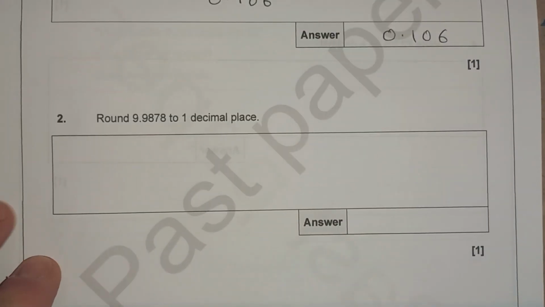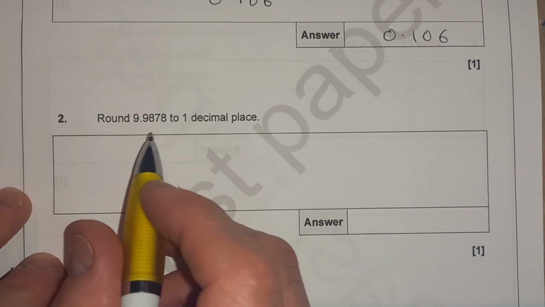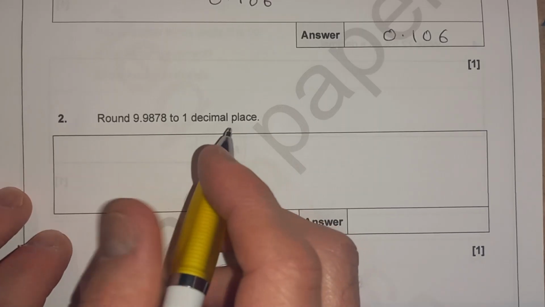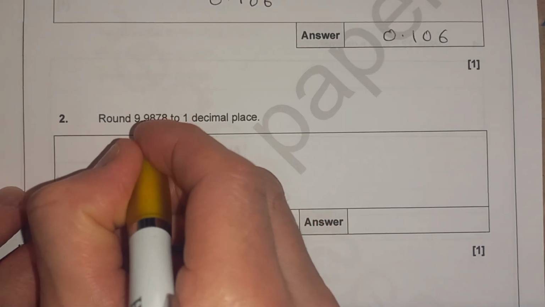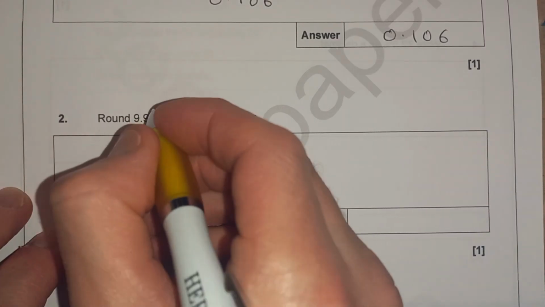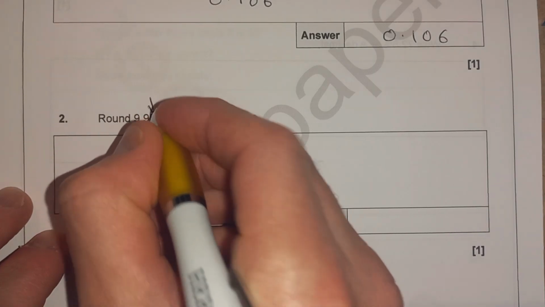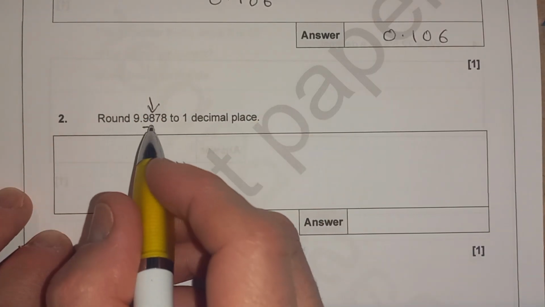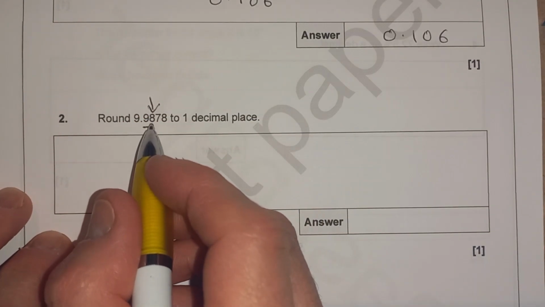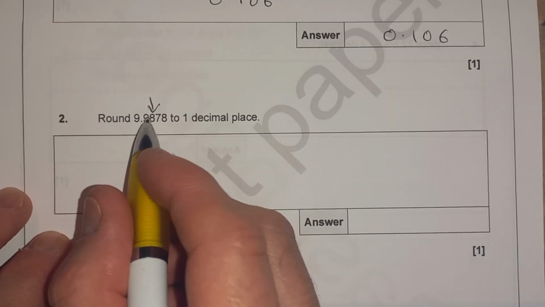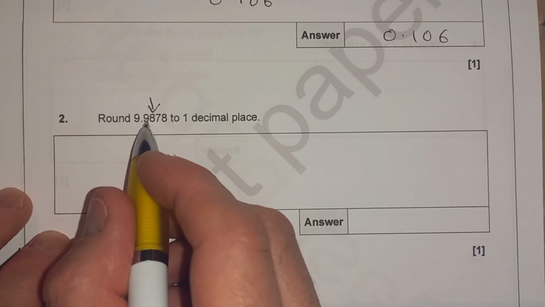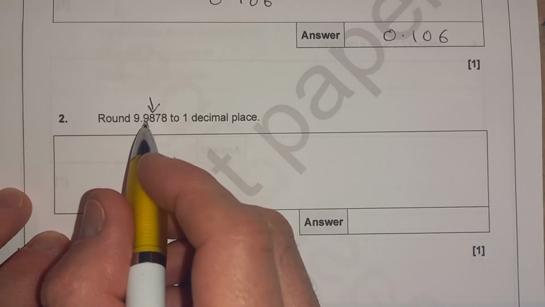Question 2. Round 9.9878 to 1 decimal place. So the 1 decimal place would be the 9 here. So we look at the digit after it. If it's 5 or more, we round up. And it is 5 or more because it's 8. So we need to increase the 9 by 1. Well, if we increase 9 by 1, it becomes 10.